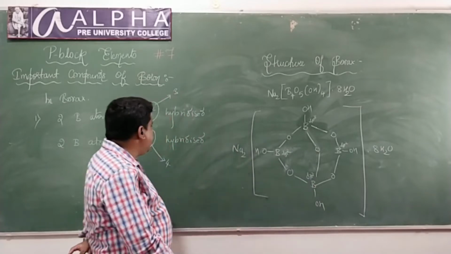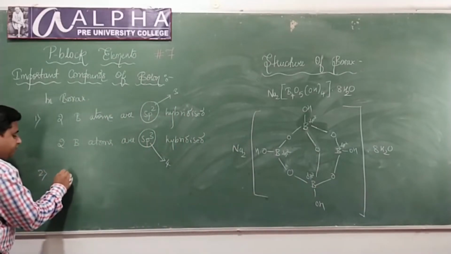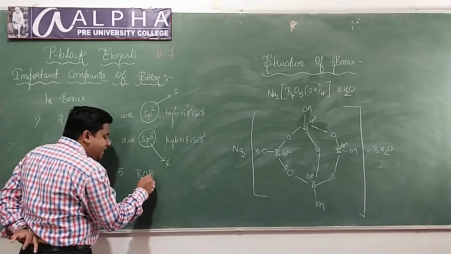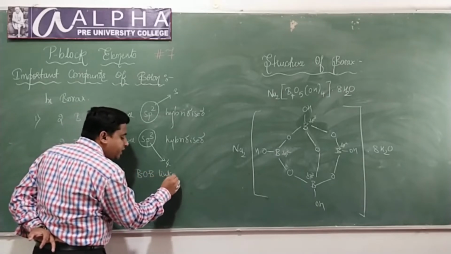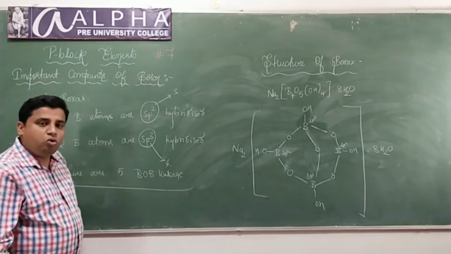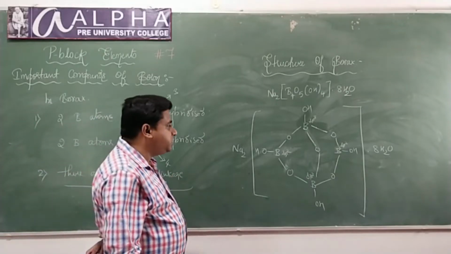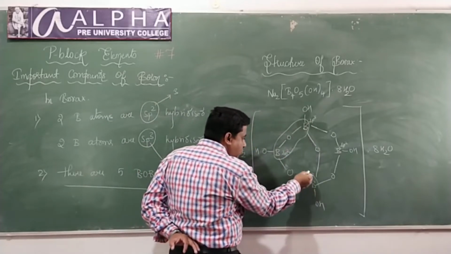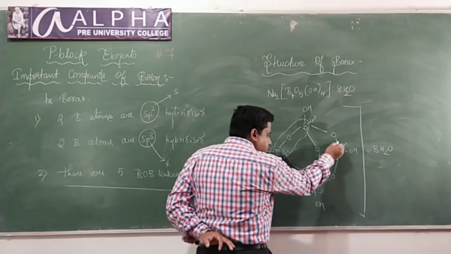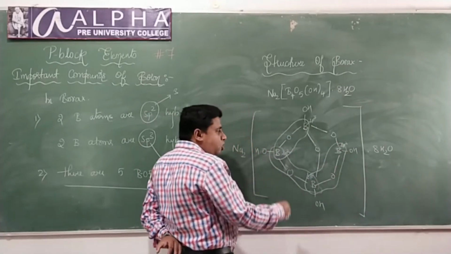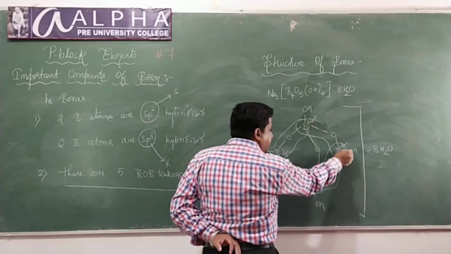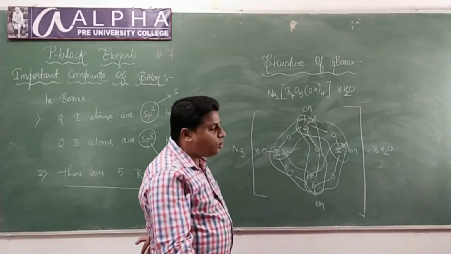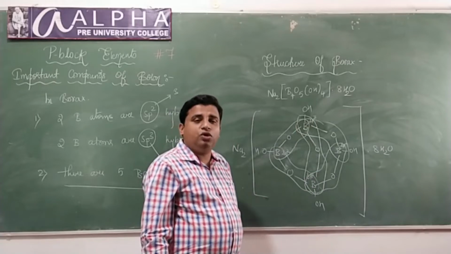Am I correct? Okay, and in borax there are 5 B-O-B linkages, isn't it? In borax there are how many B-O-B linkages? 5 B-O-B linkages. Just look here. This is one B-O-B linkage. Am I correct? This is another B-O-B linkage, isn't it? Yes, this is another. How many? 1, 2, 3. This is one more B-O-B linkage. And lastly, this is another B-O-B linkage. So how many total B-O-B linkages? There are 5 B-O-B linkages.